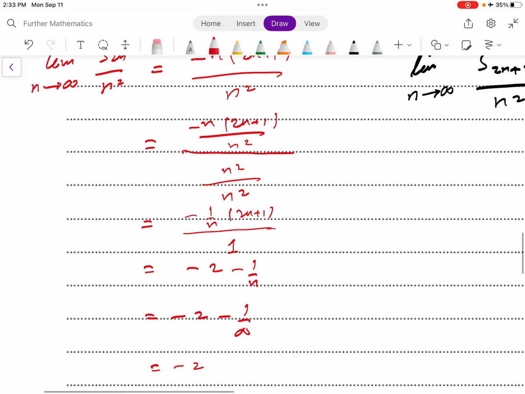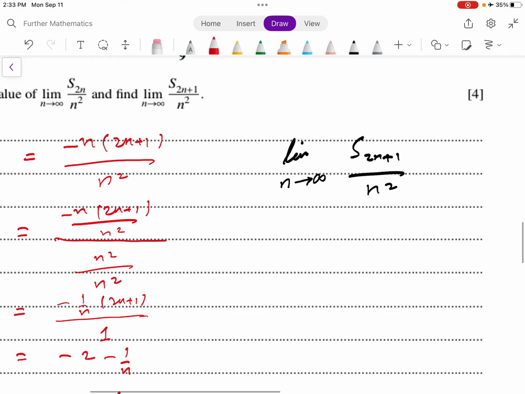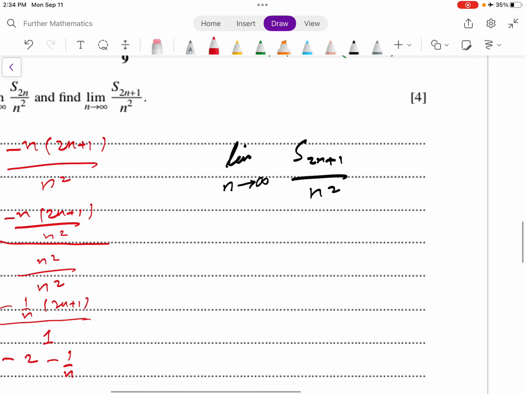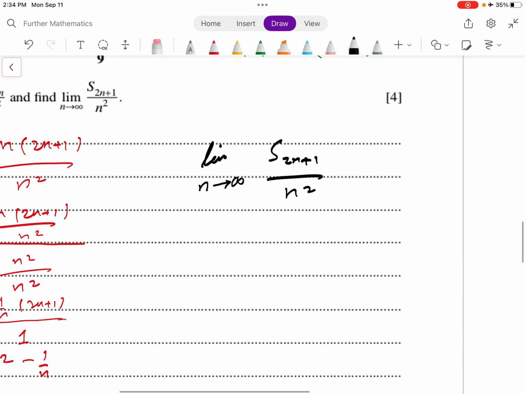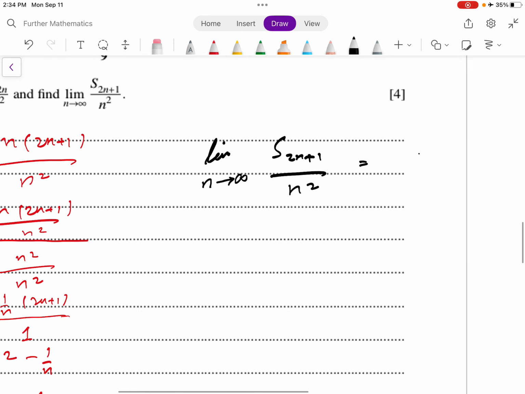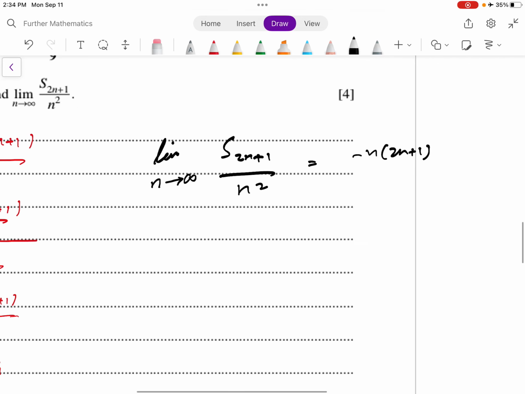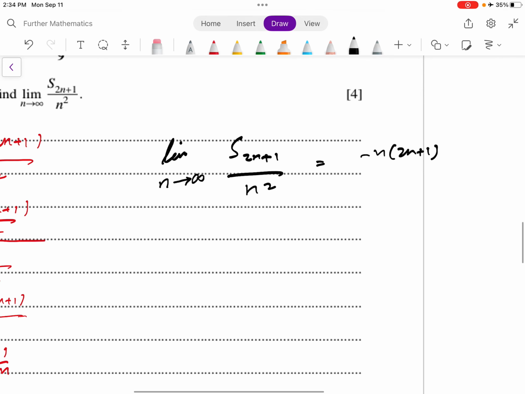Now as n tends to infinity, we get minus 2, because minus 2 minus 1 over infinity is minus 2. So if we look at the second part of the question, in which we have to find the limit as n tends to infinity of S2n plus 1 over n square, it's almost the same thing. The only difference is that we have to add one more term to the previous sum. So the sum is basically minus n times 2n plus 1, and we have to add one new term.